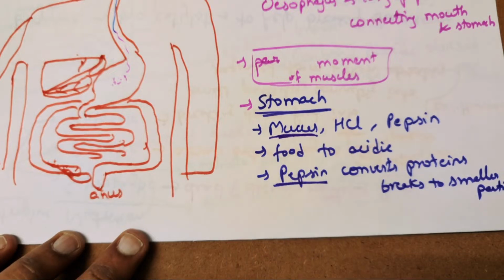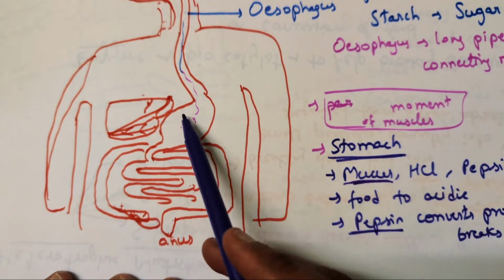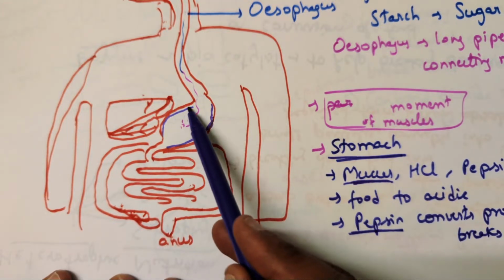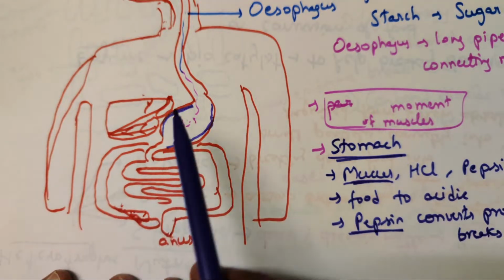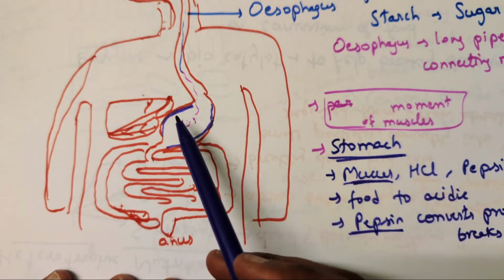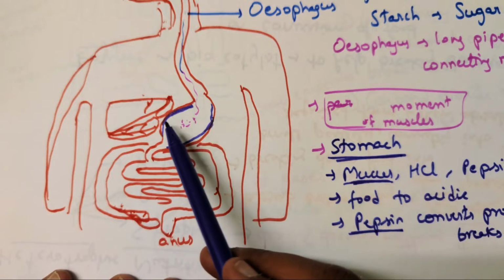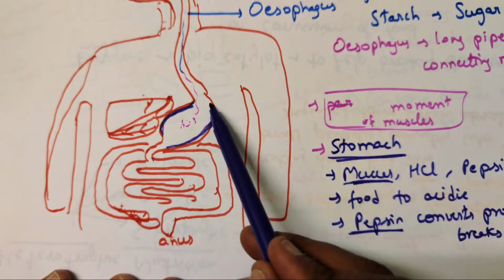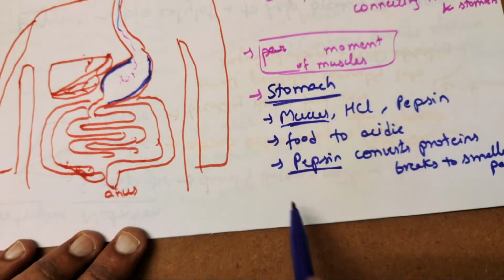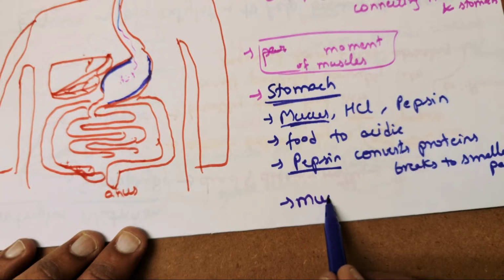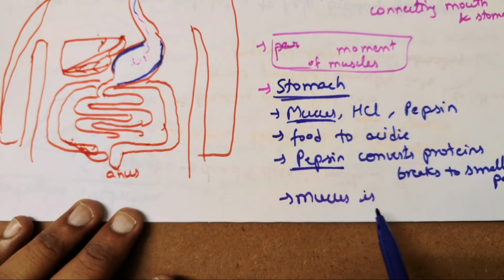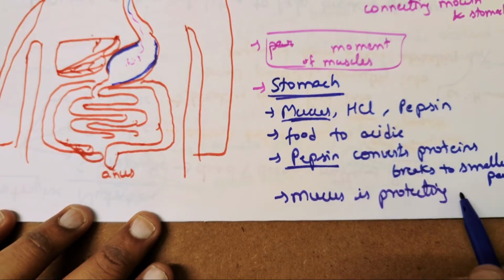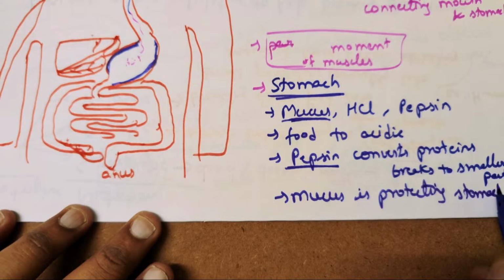What about mucus? Since HCl is getting created inside the stomach, there should be some protection layer on the stomach so that it will not get impacted, because HCl is acidic. If acid reacts with the internal part of the stomach, there will be internal bleeding and the part will get injured. So what mucus is doing is, it is a kind of membrane which is protecting the stomach from the excess HCl. Mucus is protecting stomach from HCl.